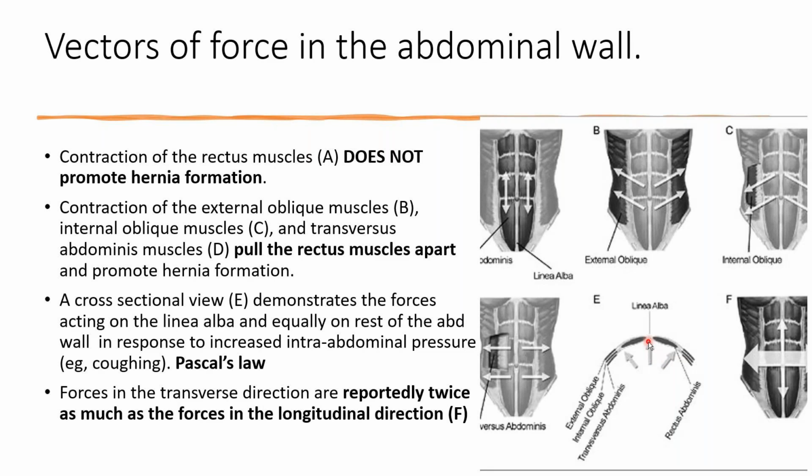Point number one. Point number two, forces in the transverse direction are reportedly twice as much as forces in the longitudinal direction. So if you have a longitudinal force and a transverse force, this separating force would be the primary cause for leading to separation of the rectus abdominis, and these forces would be twice as much as forces in the vertical, right? Because most of these muscles, see, the external oblique is obliquely acting, the internal oblique again obliquely acting, right? Transverse is directly transverse. So if you look at these three together, the net result is a transverse resultant force acting on the midline, right?